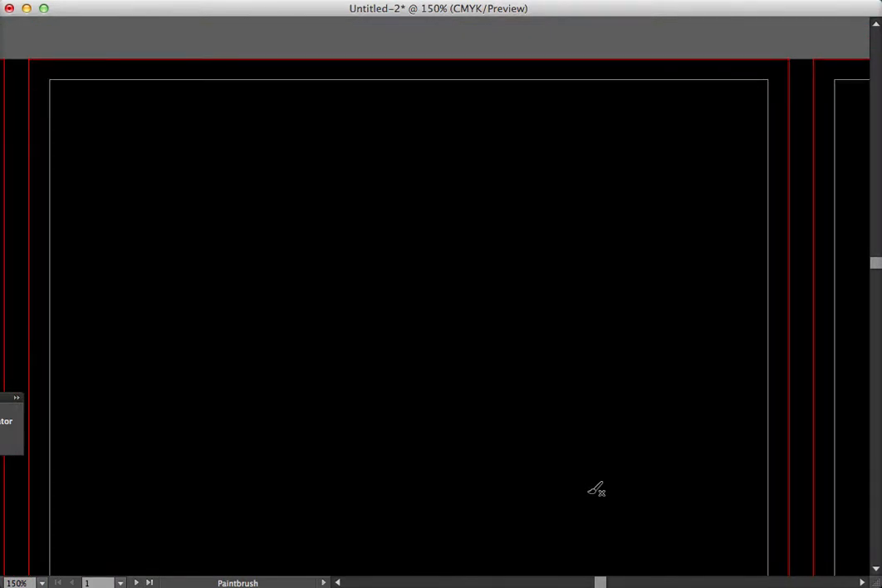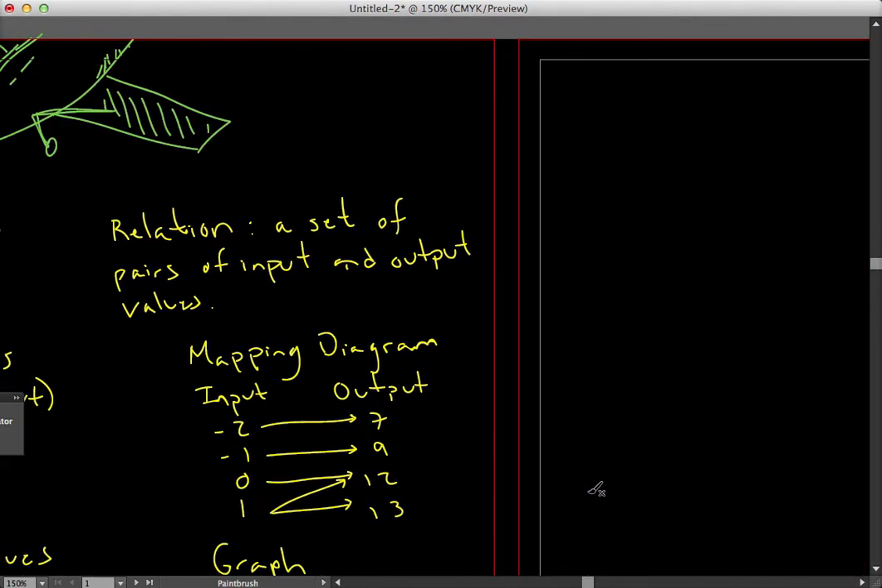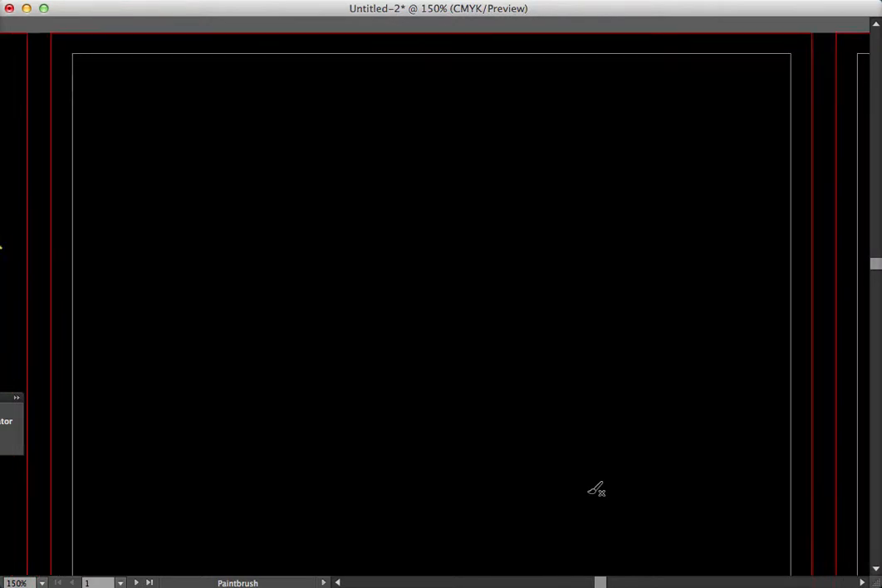All right, so going back to our original drawing over here, the man or woman jumping out of the airplane, then we can actually represent a relation using this example. So let's say this man is actually jumping out of the airplane, and you want to represent the input and output of his time that he's falling to the output of his height at any point in time. So we can actually represent this using just inputs and outputs.